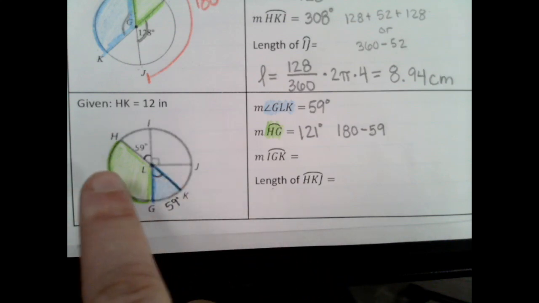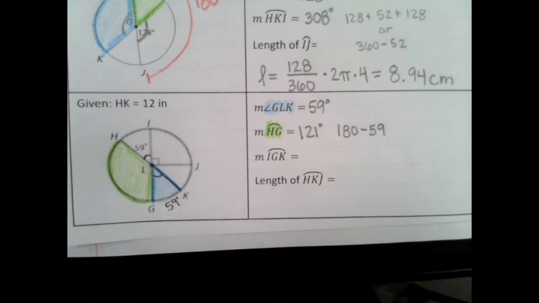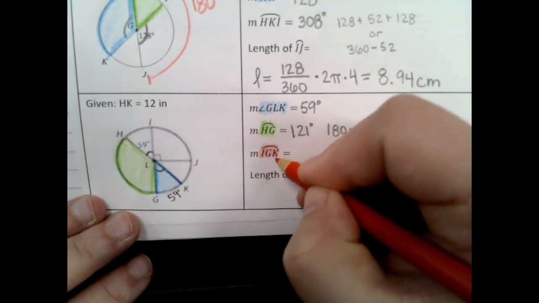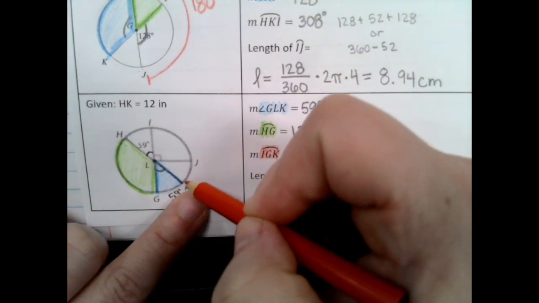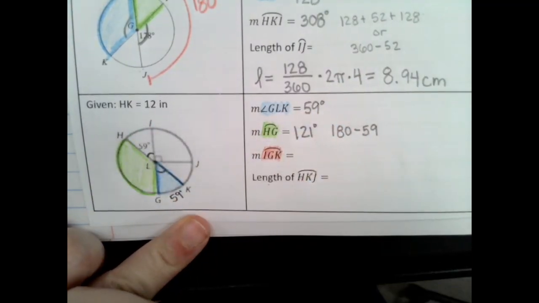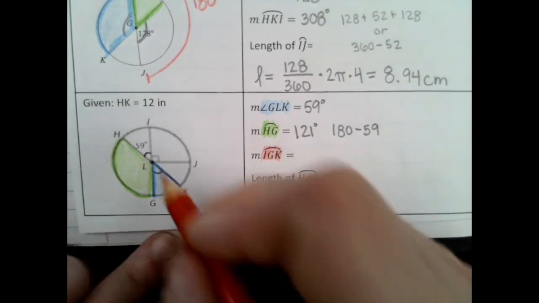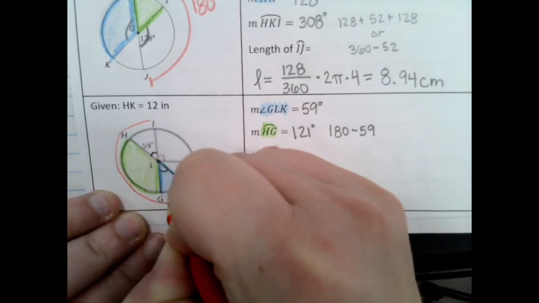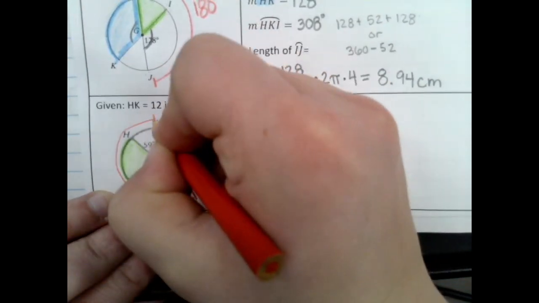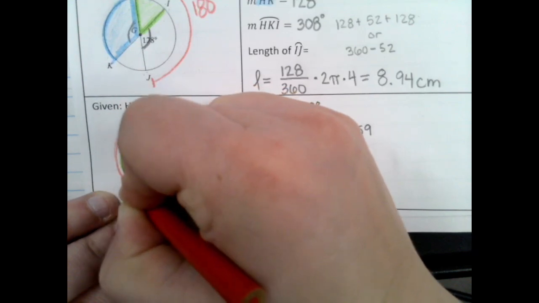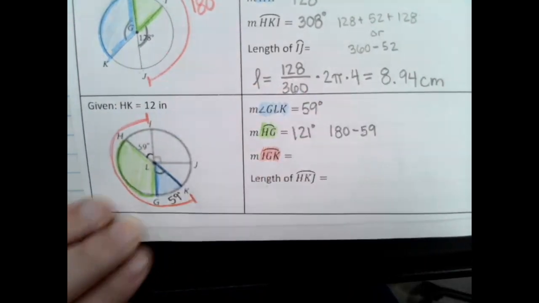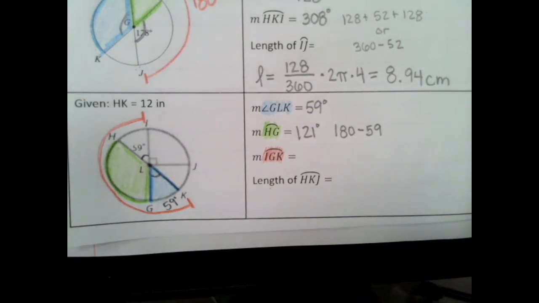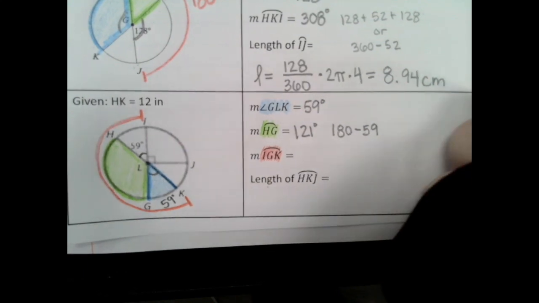All right, next up we have IGK. So I'm starting at I, I'm going to K. Am I going to go to the right, clockwise, or to the left, counterclockwise? Why am I going left? Because I have to go to G. It says go from I to G, then end at K. So I'm counting that. Is that a major or a minor arc? Major. Major means it's over halfway. It's the long way around. So our answer for a major arc should be bigger than 180.